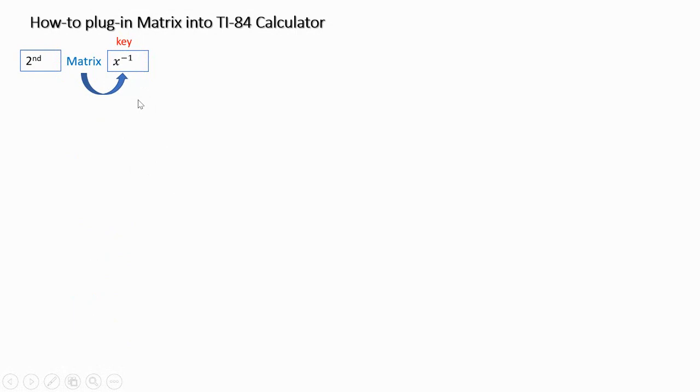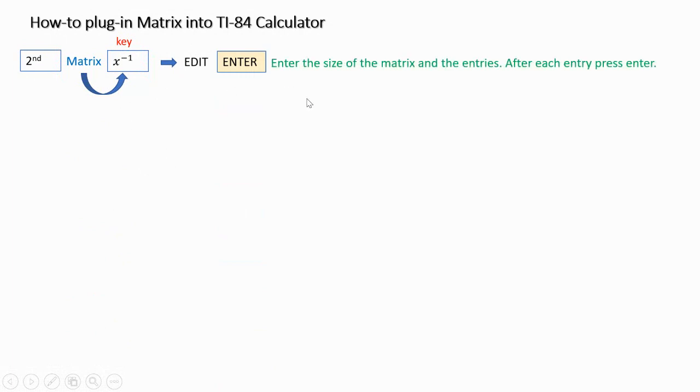After you do that, okay, I'm doing it here as I go along. After you do that, you're going to go down to edit, right? So you go like 2 slots, you're going to go to edit, and then you're going to enter. Now you're going to enter the size of the matrix, right? So you're going to put the size of the matrix, and afterwards, after each entry, you press enter. So you're going to enter every entry on the matrix.